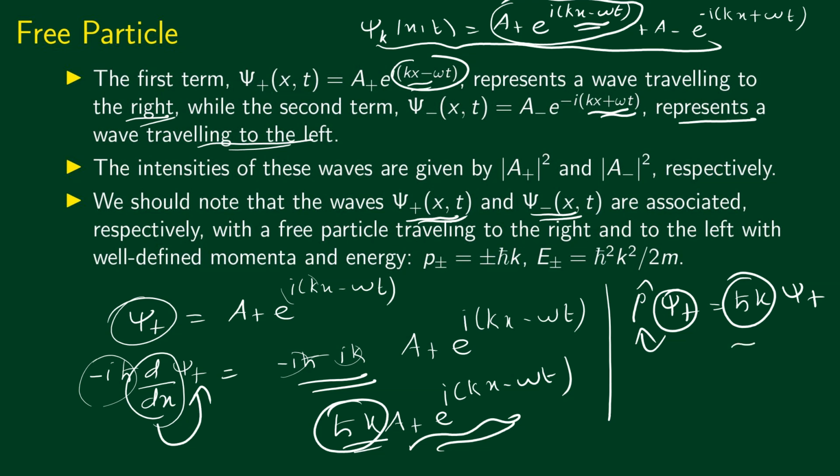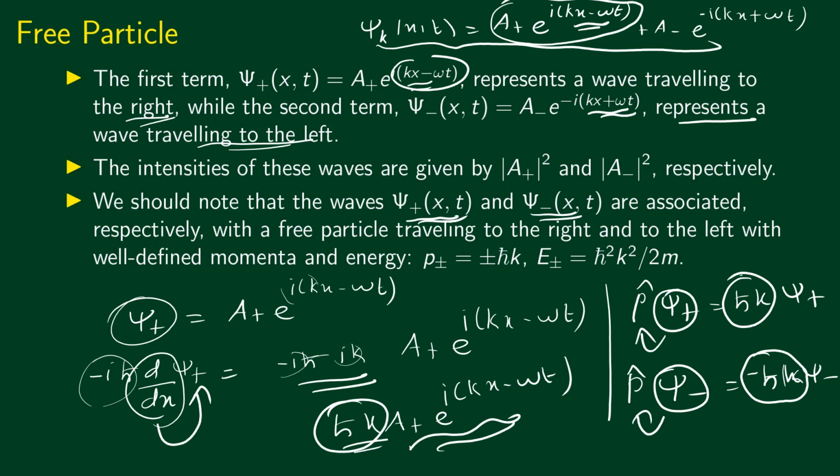And we have a wave traveling, so we have a particle. This represents a particle with momentum plus h bar k, which is nothing but a particle that moves towards the right because the momentum is positive. Similarly, we can see that the P operator acting on psi minus is equal to minus h bar k multiplied by psi minus. In other words, psi minus is an eigenfunction of the momentum operator with eigenvalue minus h bar k, which means that the momentum is negative. In other words, this represents a particle traveling to the left.